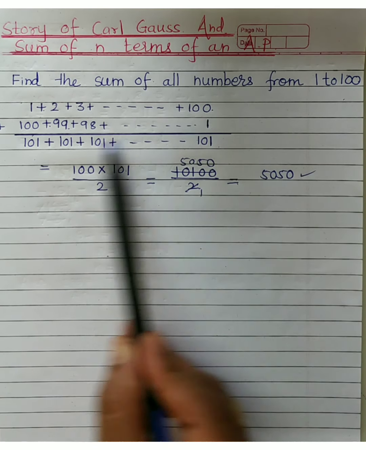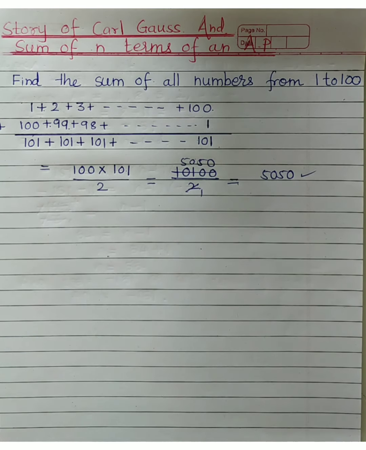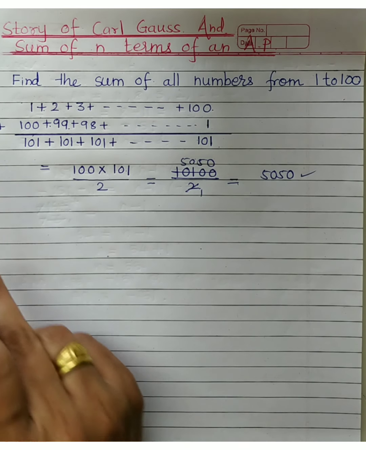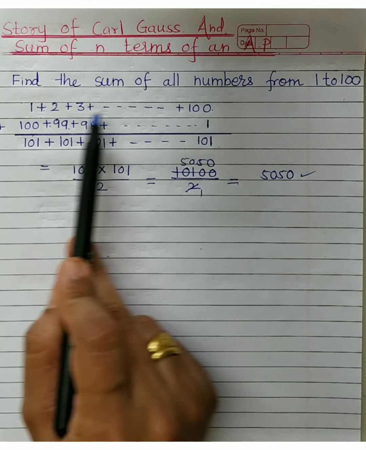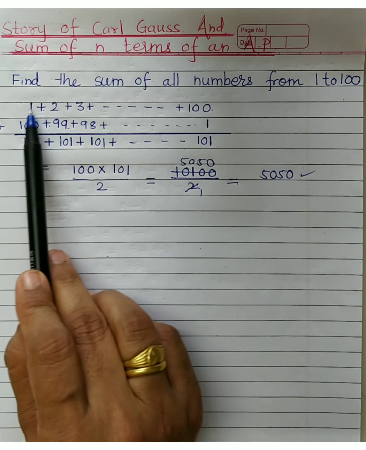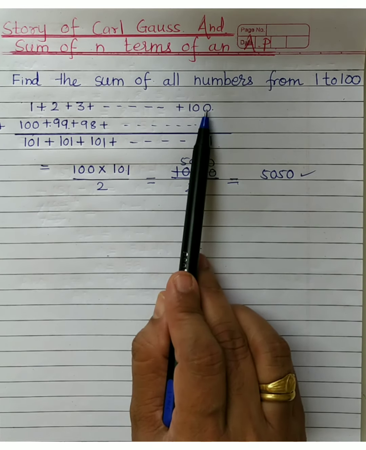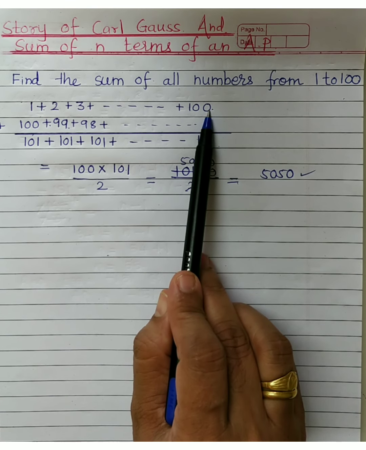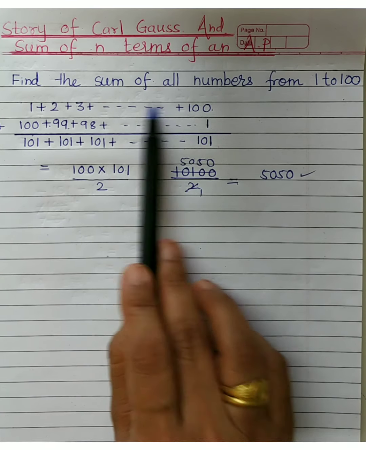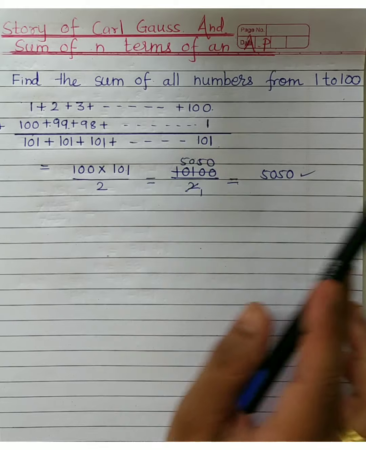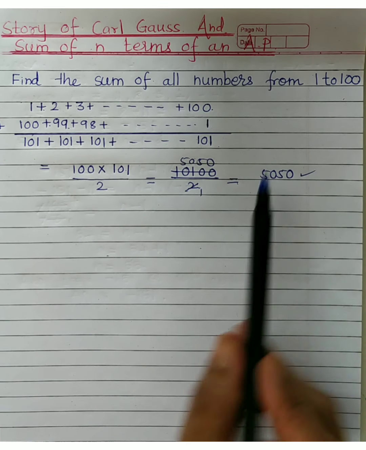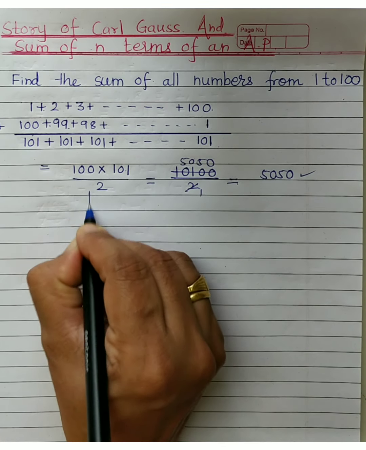Now let's see, using Gauss's work, how can we get the formula. Okay, 1, 2, 3 up to 100. All these numbers are making an AP, yes or no? Because they are increasing by 1, so they are making an arithmetic progression, right? Now let's see this result of Gauss.